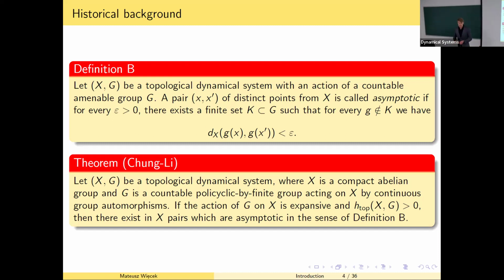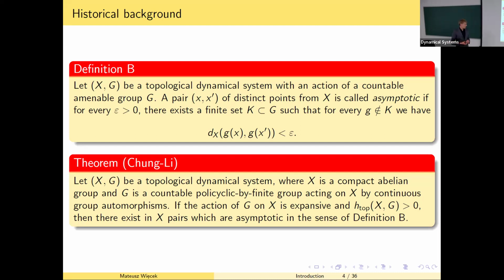And polycyclic-by-finite means that if we have a finite sequence of subgroups, then the quotient groups must be either finite or cyclic.